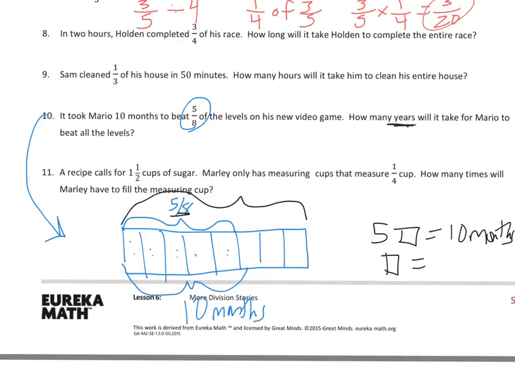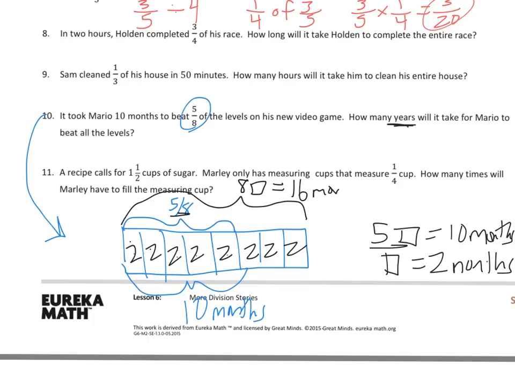And I know that I can divide by 5. So 10 divided by 5 is 2. So each box is worth 2 months. Now, there's 8 boxes. So 8 times 2 is 16. So it took him 16 months to beat all levels. But that's not the end. We have to figure out years.